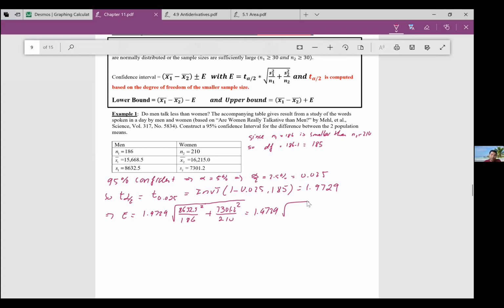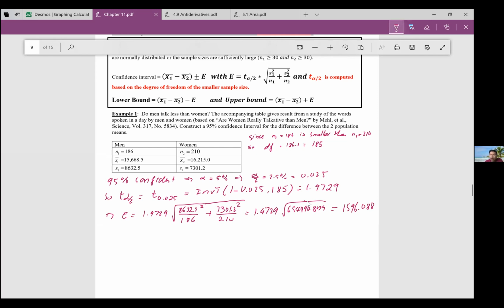All right, so we have 654,490.8039. Then take the square root of that, and then times T alpha over 2. We get 1596.088. After we find the margin of error for the means, we can go ahead and find the lower bound for their differences.